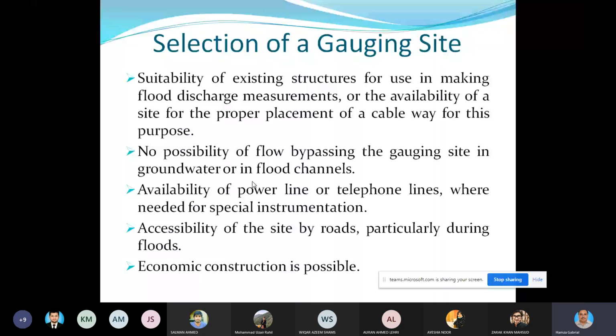Then, due to paucity of funds, as funds are not unlimited, there are limited funds available. So economic construction should be possible: the structures or the site you are selecting should be as economical as possible, to be completed within the stipulated funds.